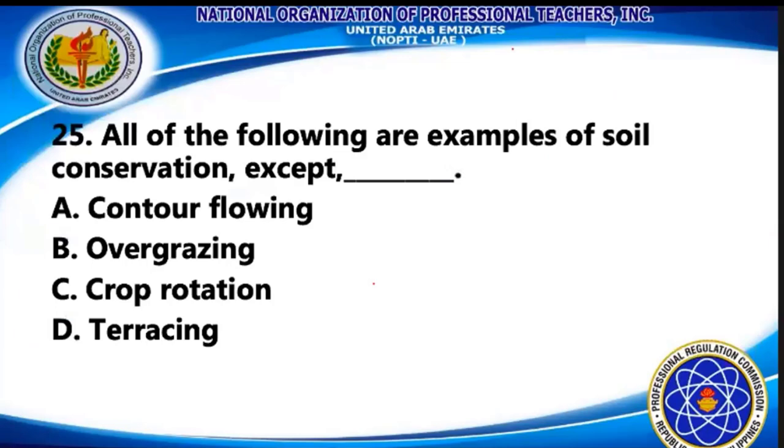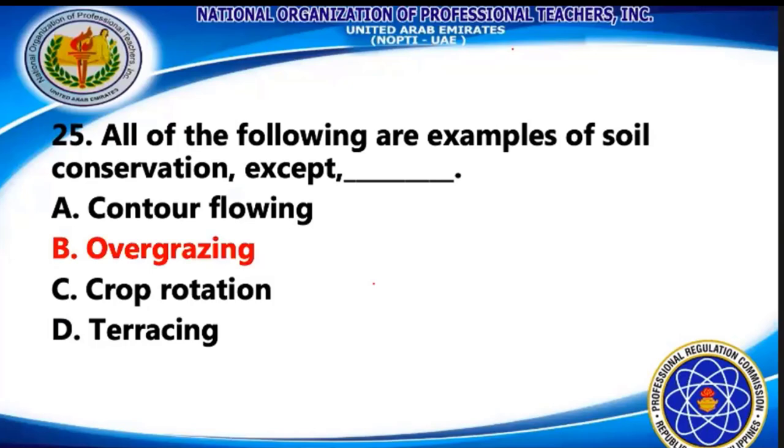All of the following are examples of soil conservation except contour plowing, overgrazing, crop rotation, terracing. Plowing siguro to, hindi sa flowing. Kung titignan mo naman ito, isa lang ang negative, you know, overgrazing. Sobrang pagpapakain, kumbaga, kinukuha mo yung... So the correct answer here is letter B.